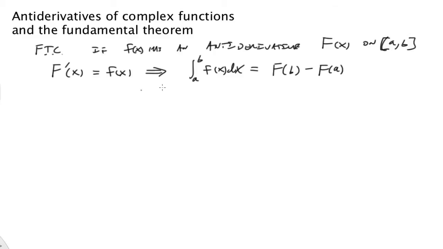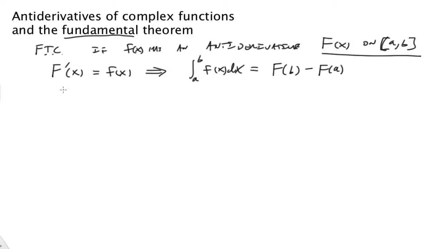With this result, it's pretty straightforward: provided that on the domain of interest, this a to b, an antiderivative exists for that whole domain, then if we evaluate the antiderivative at the endpoints of our interval and take the difference, we get a way to compute an integral. And this is, of course, incredibly powerful. That's why they call it the fundamental theorem of calculus.